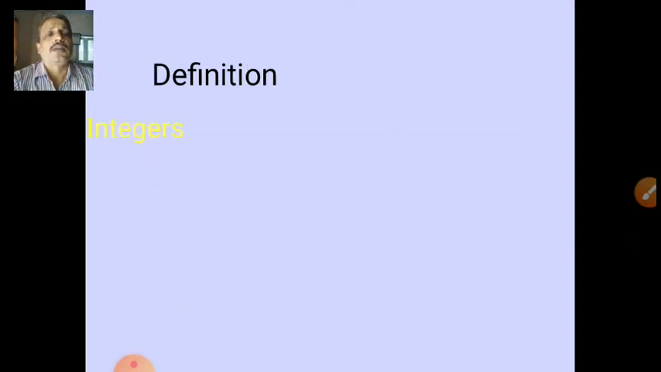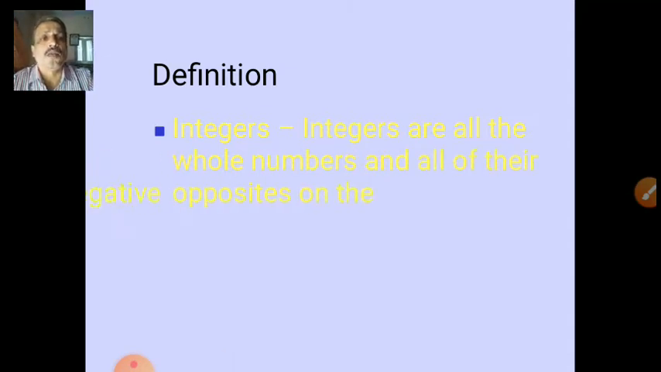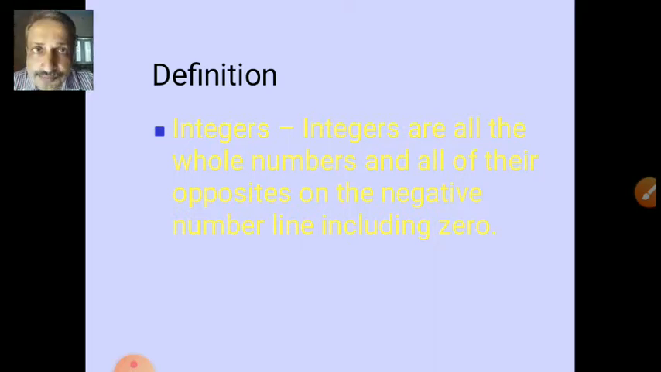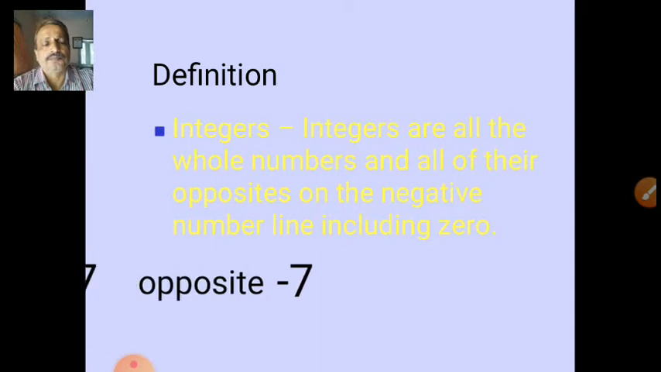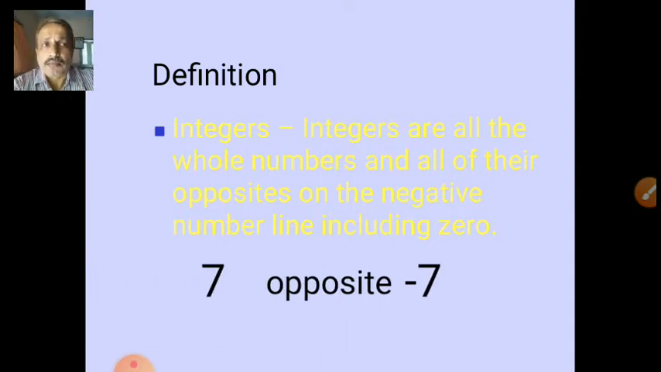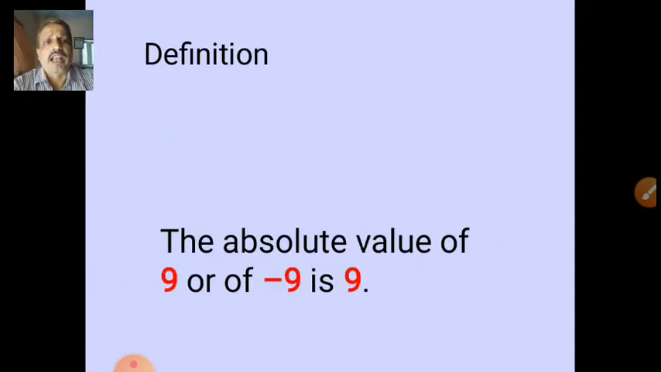Now regarding the definition of integers, we can define integers as all the whole numbers and all their opposites on the negative number line, including 0. Sometimes they can ask it this way: integer definition? Negative numbers, 0, positive numbers. Opposite numbers means a positive number's opposite is a negative number. 7's opposite is minus 7. Yes, good. And 9 is minus 9, and minus 9 is 9.